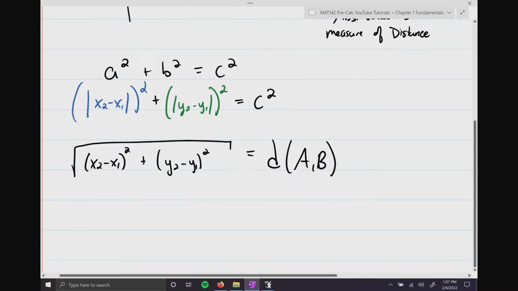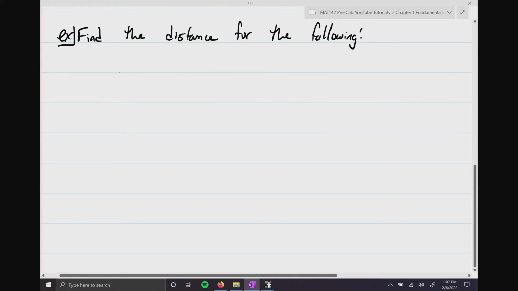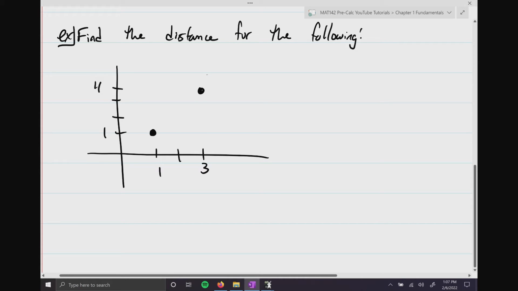So a simple example would be, find the distance for the following. We're going to keep this real simple. So we're going to find this distance right here, the dotted line between the points (1, 1) and (3, 4).